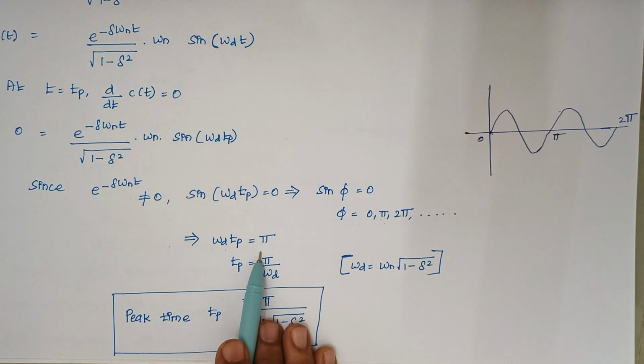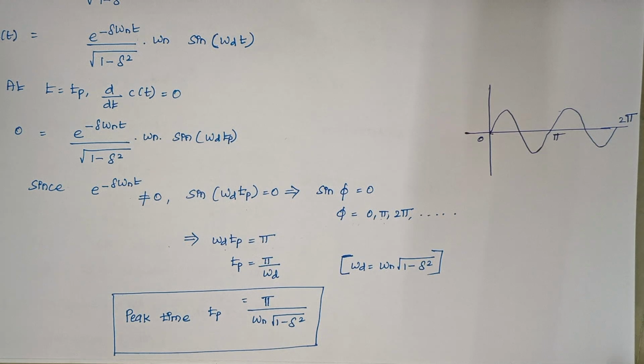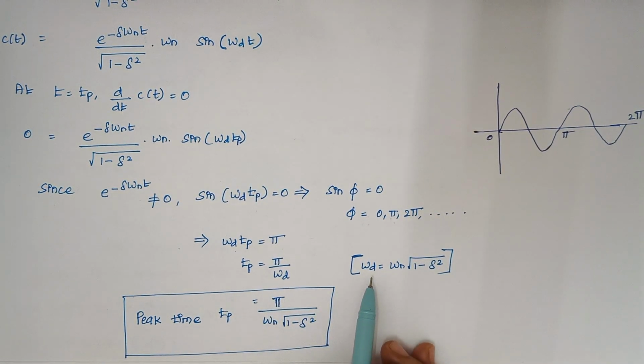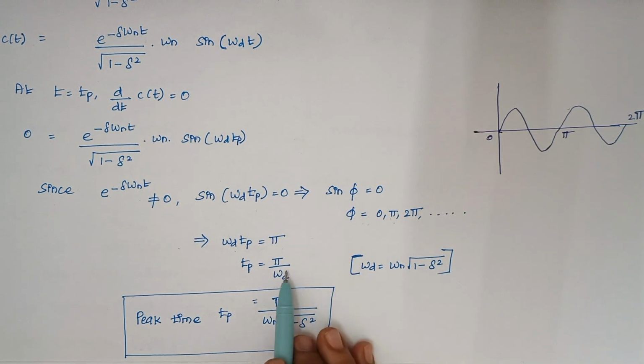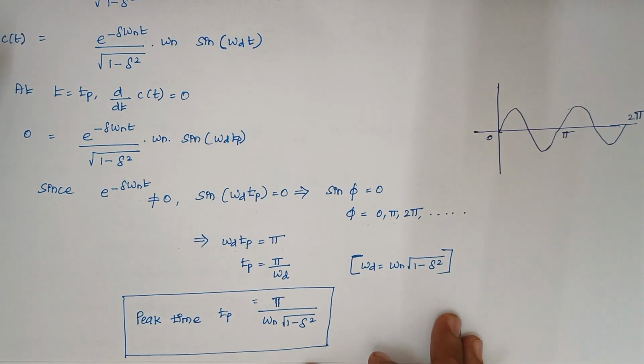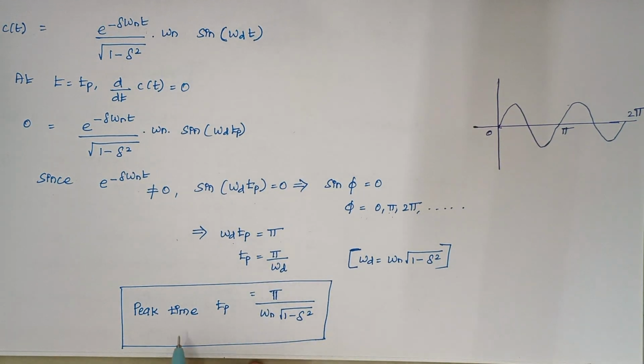So from this equation the value of Tp will be equal to pi by omega d. As we all know, the value of omega d is omega n into root of 1 minus zeta square. So just replace this omega d by this equation, and finally we are getting an expression for peak time. So peak time is given by pi by omega n into root of 1 minus zeta square. That's all. The derivation gets over here. Hope you people understand. Thank you.